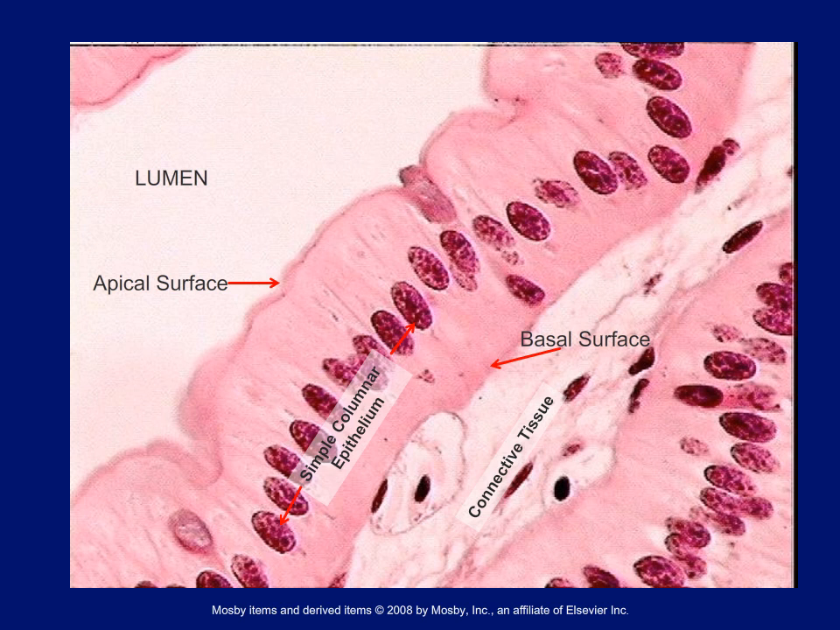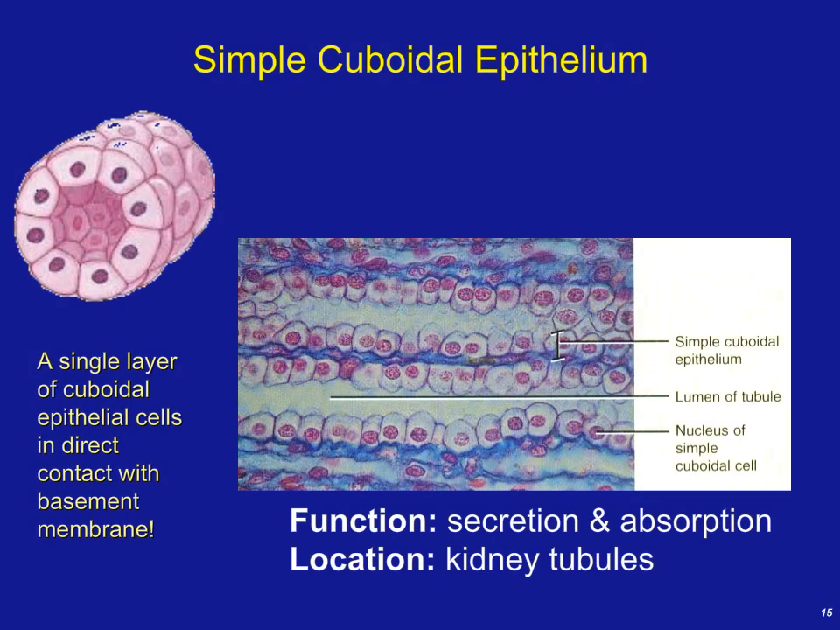And then beneath the cells we see the basal surface. The basal surface is just the bottom of the cells and the part that's sitting on the basement membrane. Now, you can't really see the basement membrane here, but it would be the junction between the simple columnar cells and the underlying connective tissue. Our next epithelial sample is something called simple cuboidal epithelium.